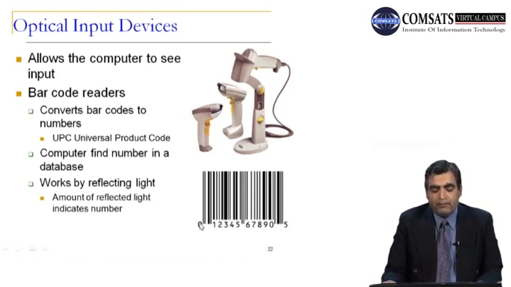So this is a sample of the barcode. These devices read barcodes, which are patterns of printed bars that appear on product packages. The barcode identifies the product. Basically, the computer finds the numbers in the database, and the technology that works in the barcode readers is light. The amount of reflected light indicates the number which is present.